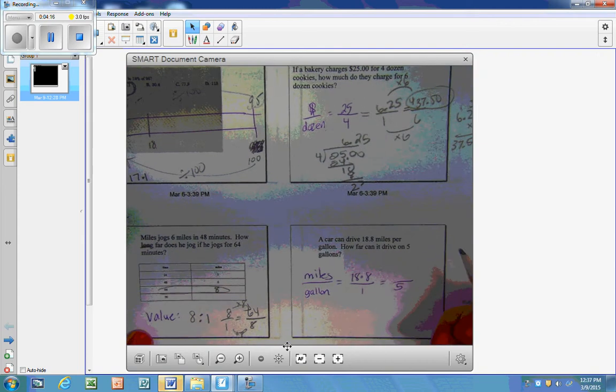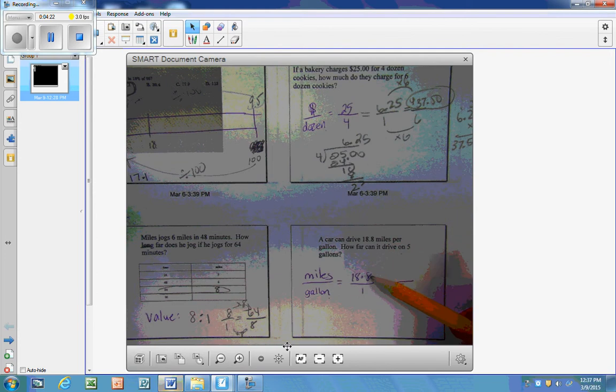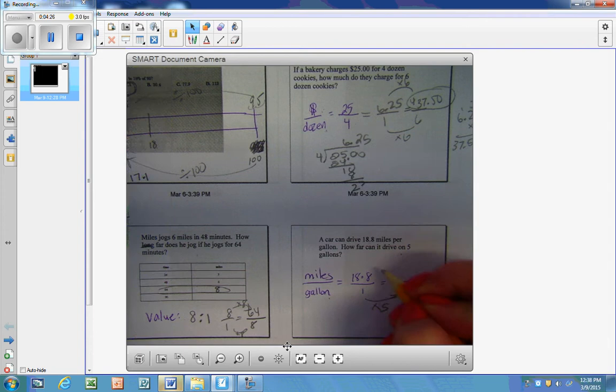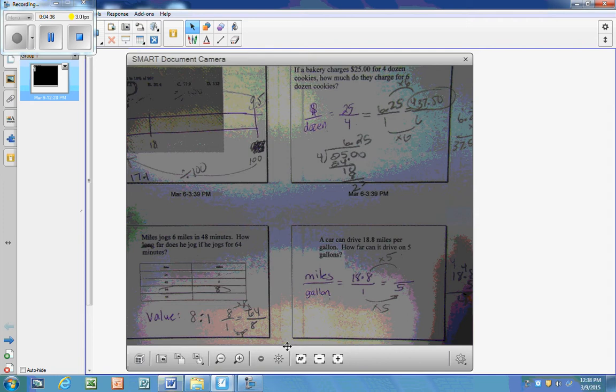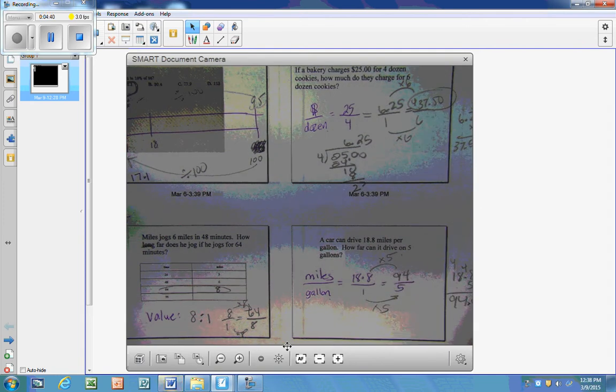A car can drive 18.8 miles per gallon. How far can it drive on 5 gallons? So I set up my ratio of miles to gallons, 18.8 to 1. I'm trying to get to 5, so times 5, times 5. Now remember, this may not be the exact way that you did your work when you were solving them, and that's okay because as we've learned, there's more than one way to solve these problems. So our total would be 94 miles.